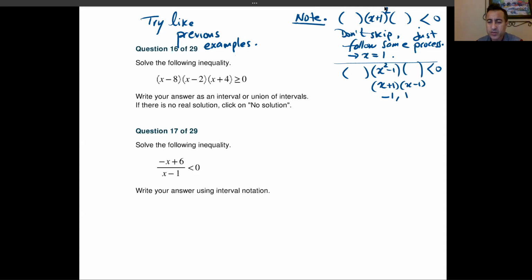So here you have 2 zeros, which is negative 1 and 1, right? So if this is x plus 5, you have negative 5. If this is x minus 3, then you have 3. So you have 4 zeros. In this case, you have 3 zeros, but one of them has a multiplicity of 2. So just as you do these other examples, keep in mind that if you follow the same process, you're not going to miss it.